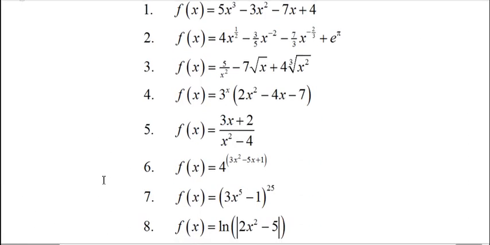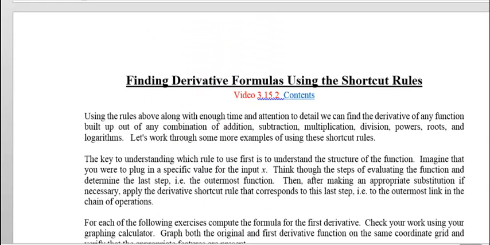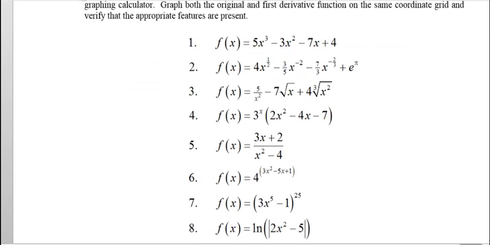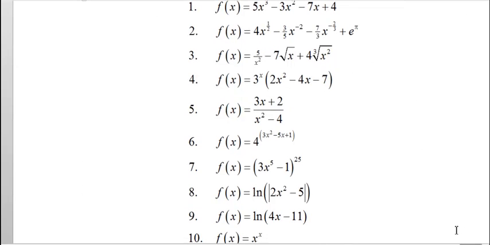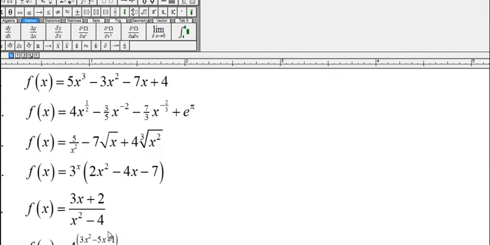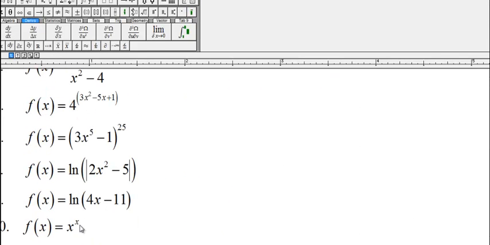So here are a series of exercises. There are 10 of them here. Take these 10 exercises and let's see, oops, there needs to be a change in this last one.